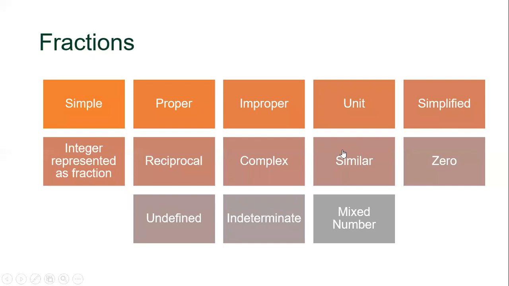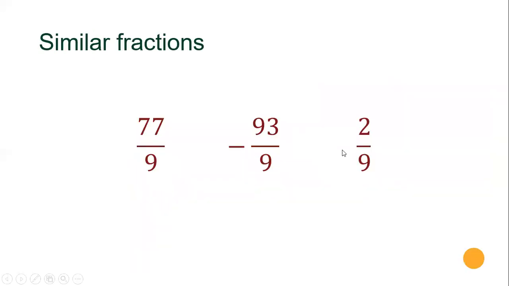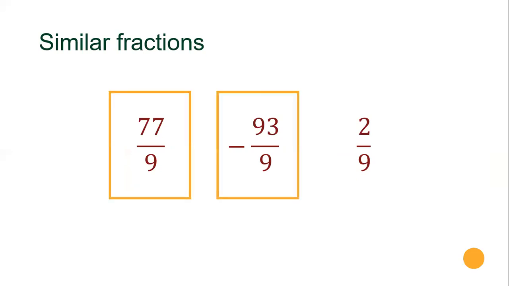How about similar fractions? Similar fractions are two or more simple fractions that have the same denominator. For example, we have here 7 over 9, negative 3 over 9, negative 3 over 9, and 2 over 9. So they are similar fractions because they have the same denominator, which is 9.